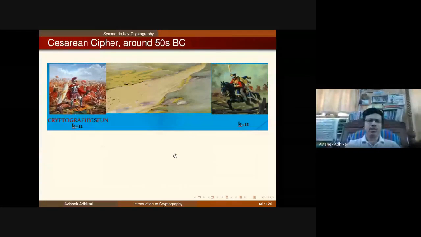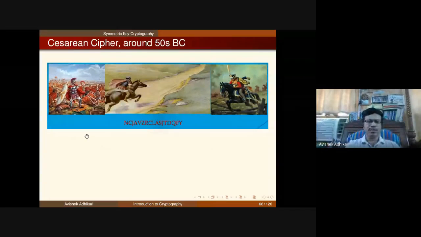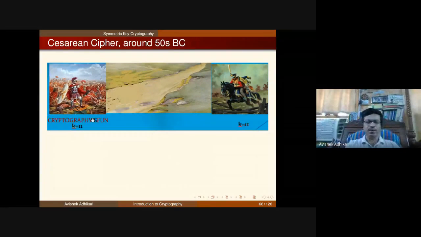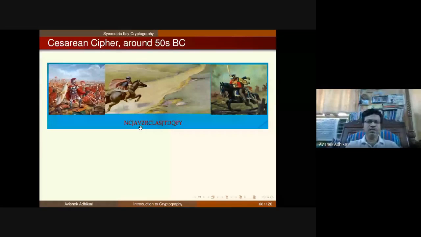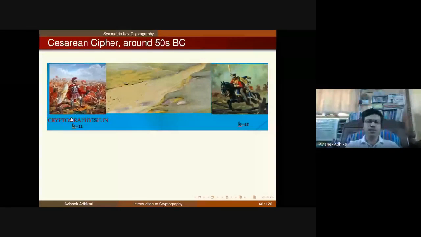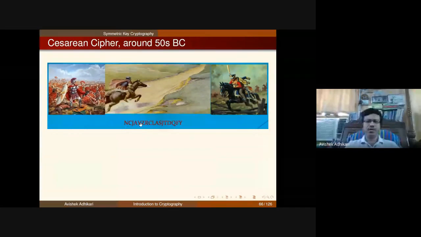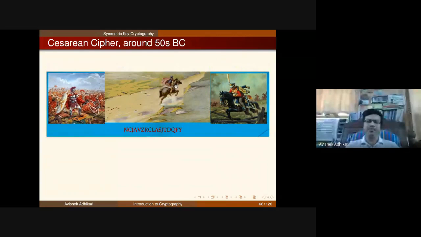Now this message "cryptography is fun" becomes this. Suppose by using k equal to 11, Julius Caesar made this. How he is making it, I will explain to you later on. But suppose with k equal to 11, "cryptography is fun" becomes this. Now this is being carried by some carrier. So he will go to the place and give this message to the subordinate.